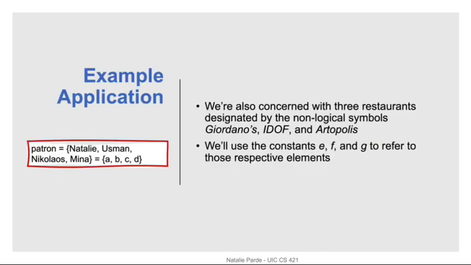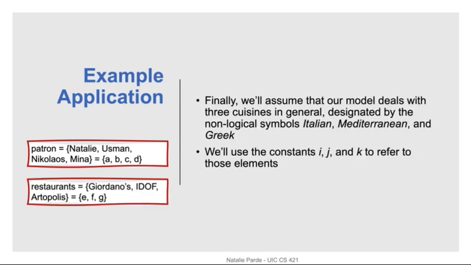We're also specifically interested in 3 restaurants designated by the non-logical symbols Giordano's, IDOF, and Artopolis. We'll use the constants E, F, and G to refer to those elements. Finally, we'll assume that our model deals with 3 pretty similar cuisines in general, designated by the non-logical symbols Italian, Mediterranean, and Greek. We'll refer to those elements using the constants I, J, and K.